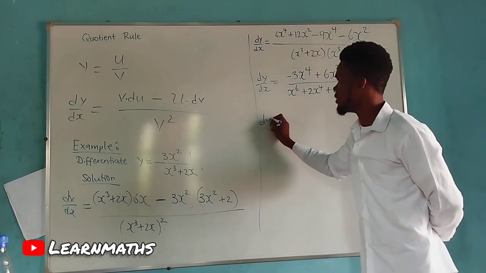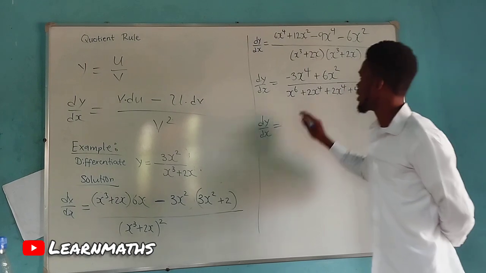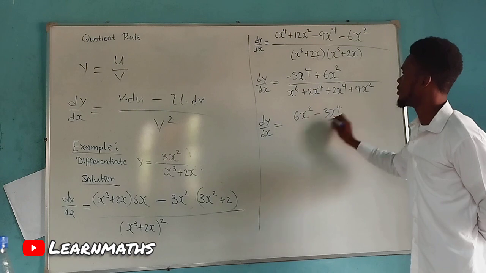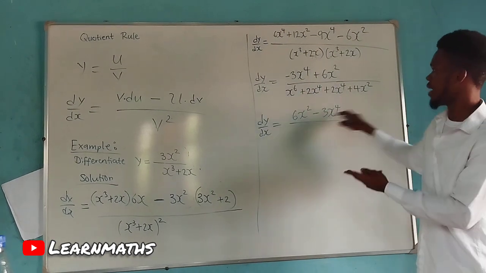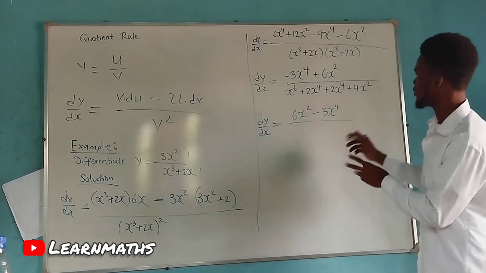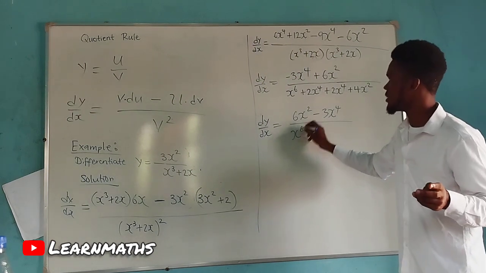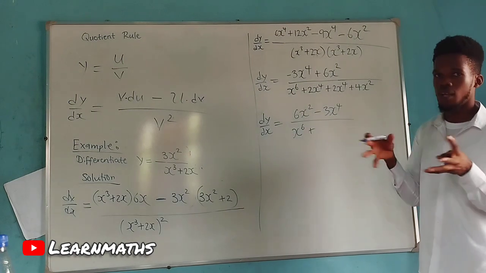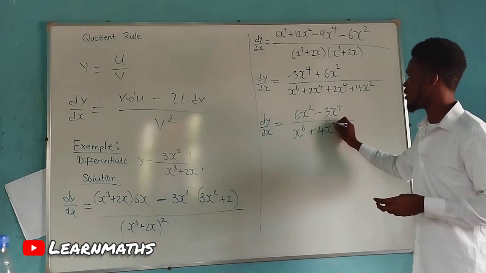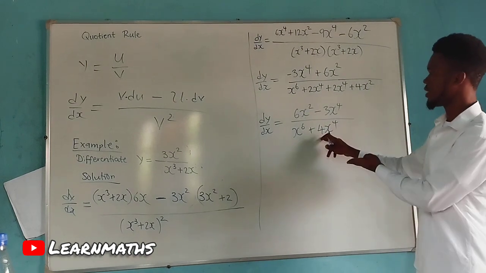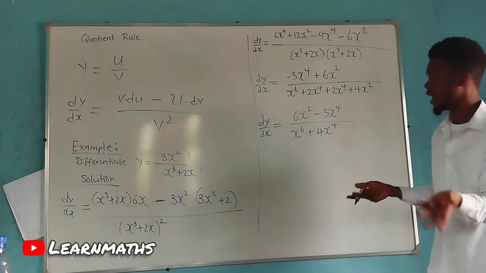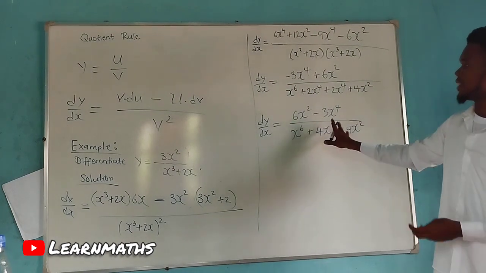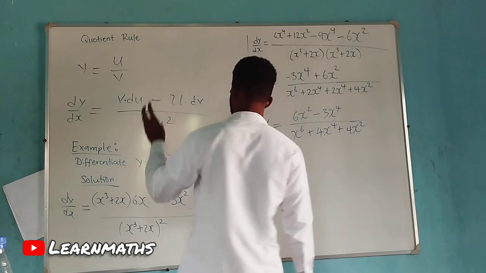Alright, so finally, dy/dx is going to be equal to 6x squared minus 3x raised to the power 4. That's the numerator I just rearranged, right? Then the denominator is going to be x raised to the power 6 plus, this is 2x raised to the power 4, this is 2x raised to the power 4. That is the total of 4x raised to the power 4, right? You have 2 here, you have 2 here, that is the total of 4. So finally plus 4x squared. So this is the answer, this is the differential of this function.